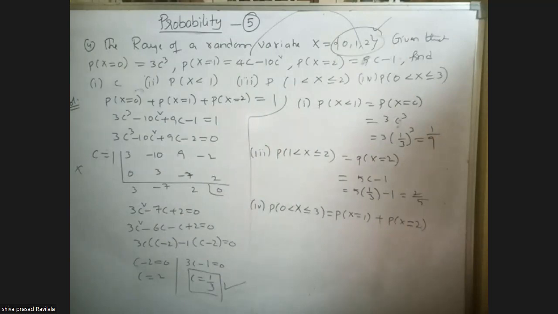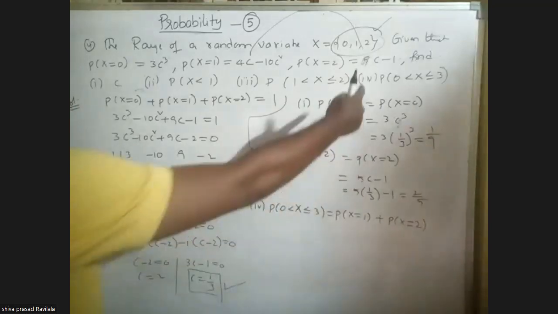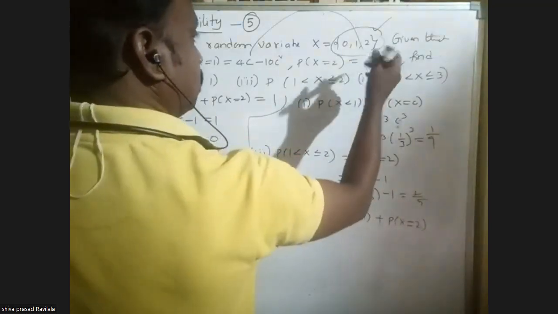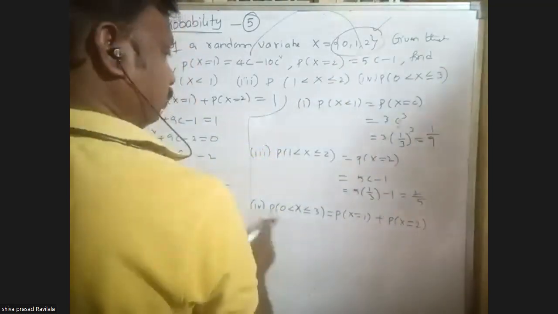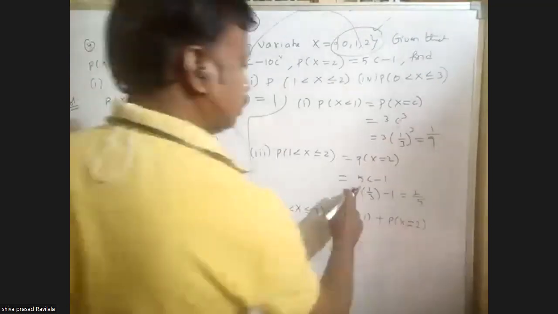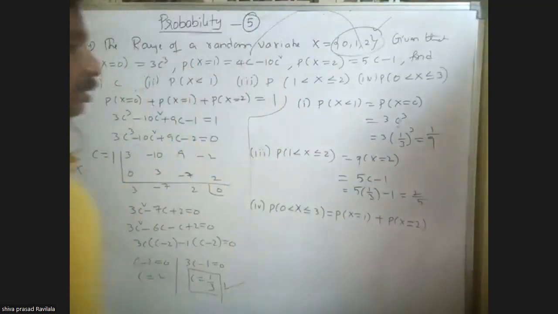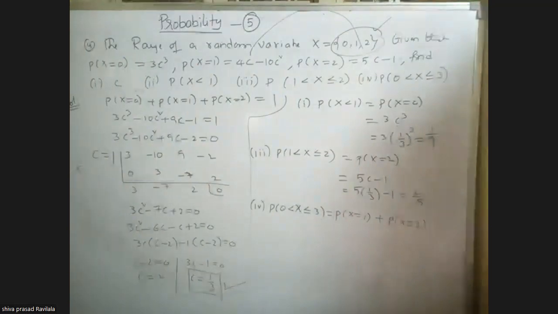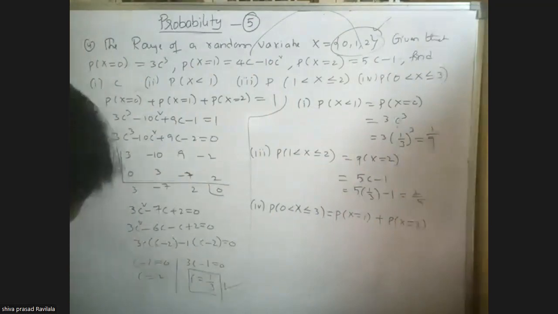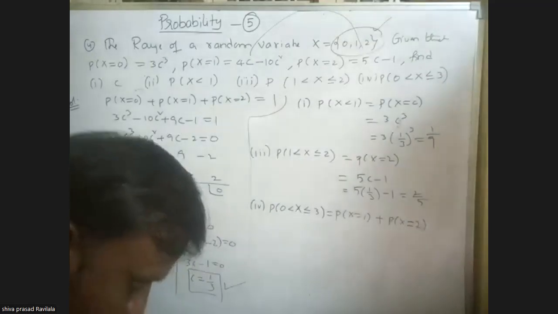Sir, the third one, x is equal to 2, here 5c minus 1. Third one. 5c, here 5 into 1 by 3 minus 1, that is 2 by 5. Okay? 1 less than x less than or equal to 2. Definitely the answer for less than 1 is 1 by 9 only.